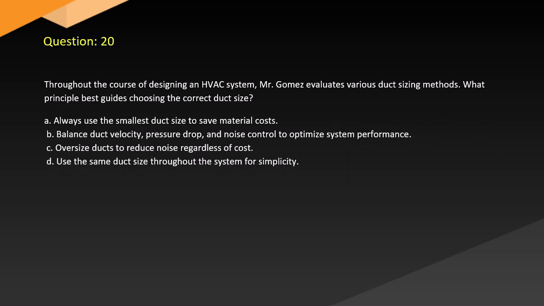Question 20. Throughout the course of designing an HVAC system, Mr. Gomez evaluates various duct sizing methods. What principle best guides choosing the correct duct size? A. Always use the smallest duct size to save material costs. B. Balance duct velocity, pressure drop, and noise control to optimize system performance. C. Oversize ducts to reduce noise regardless of cost. D. Use the same duct size throughout the system for simplicity.